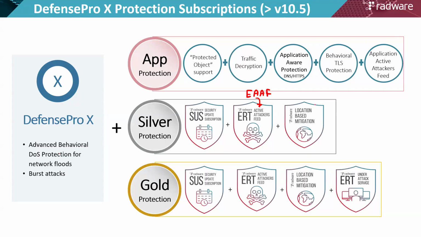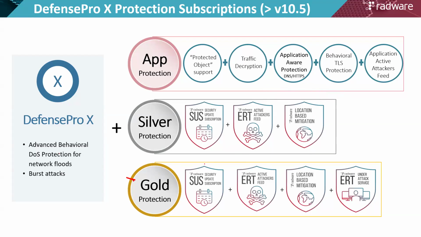Next, we have location-based mitigation, which is also part of silver protection. Here we'll be doing mitigation at a country level. Let's suppose you want to block traffic originating from a certain country, then you can put that country in the blacklist. If any traffic is originating from North Korea, then all the traffic originating from North Korea would be mitigated by the location-based mitigation service. So this is under silver protection.